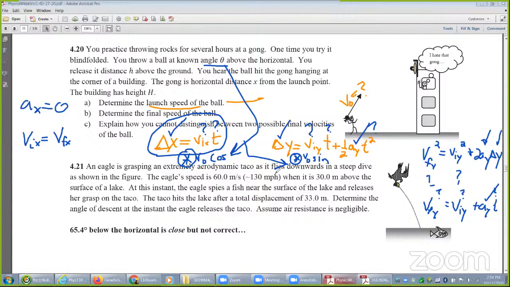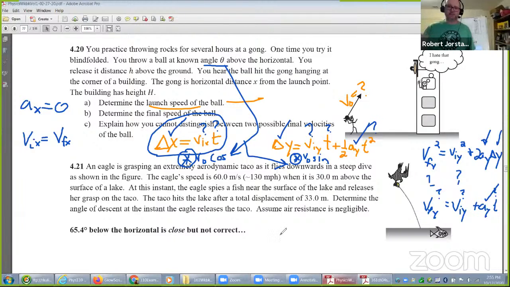So it's kind of the same thing as splitting up delta y or delta x into initial x and final x. You're taking initial velocity and splitting it up into components. Absolutely. Yeah.